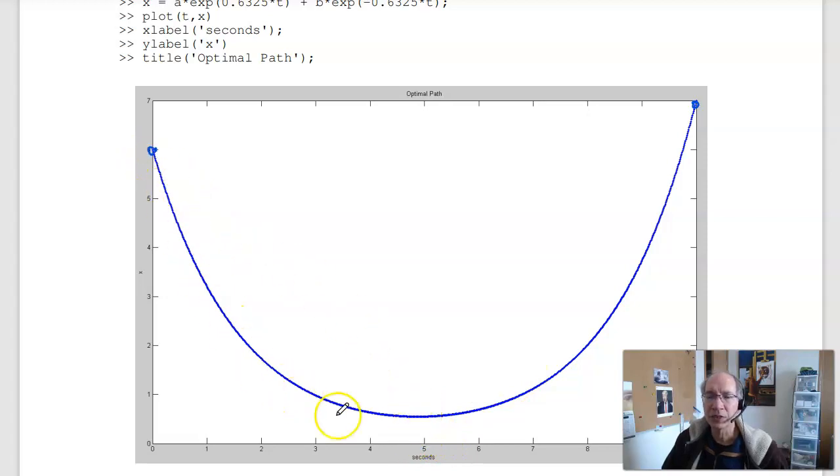So initially I drive it down. That's where I have the penalty of x squared. Then I come back up. This is penalized with x dot, but overall the cost is minimized.